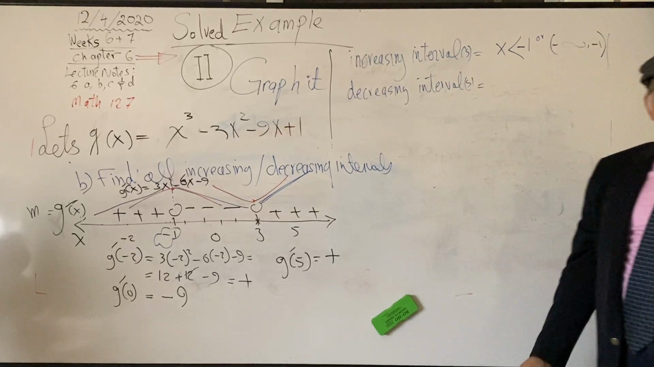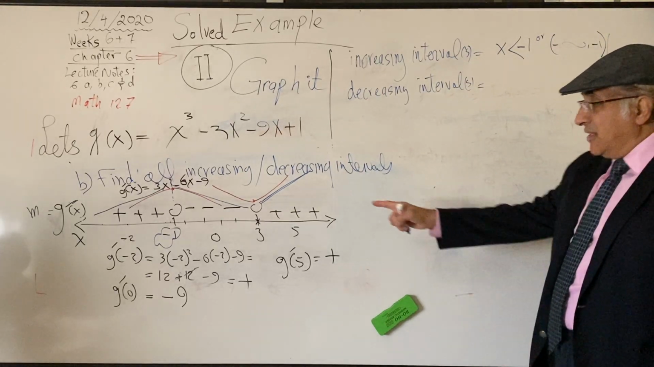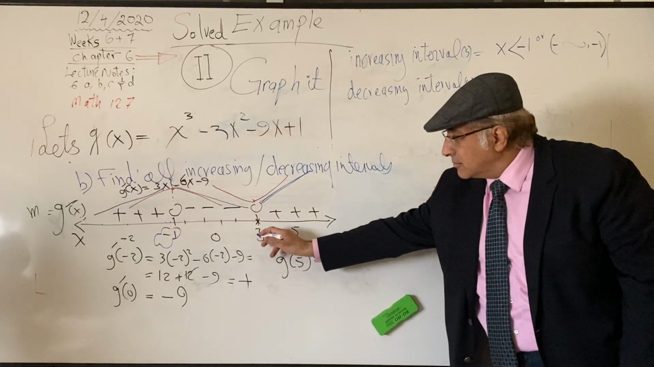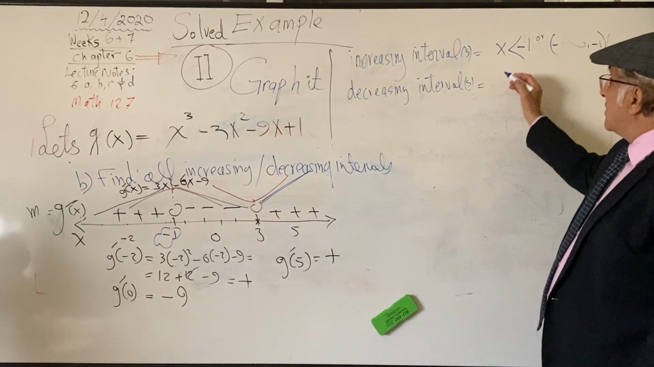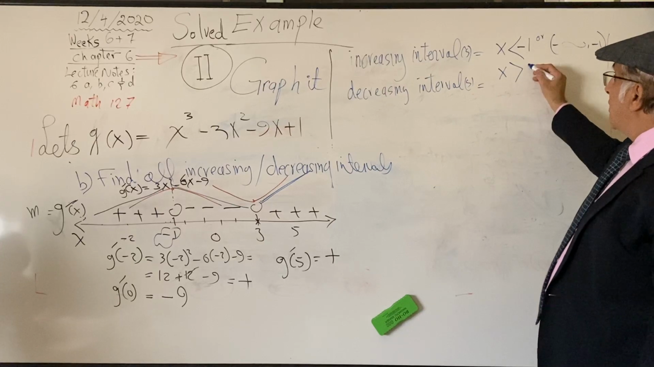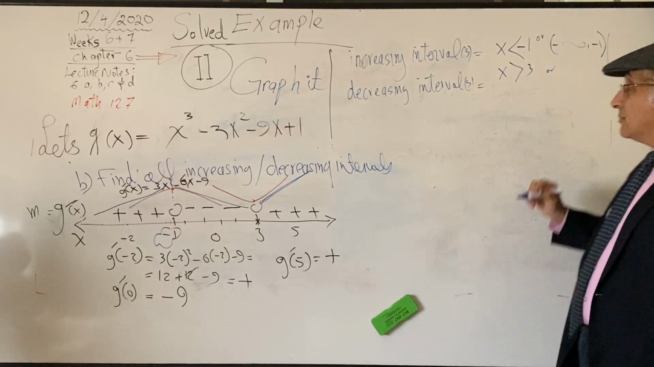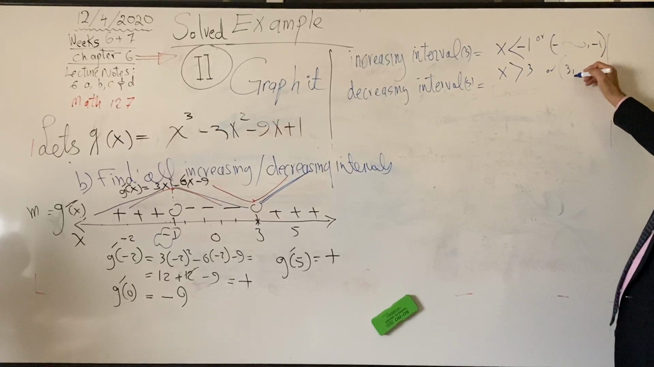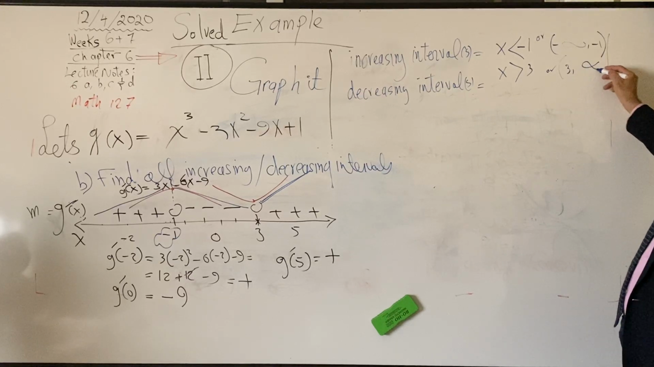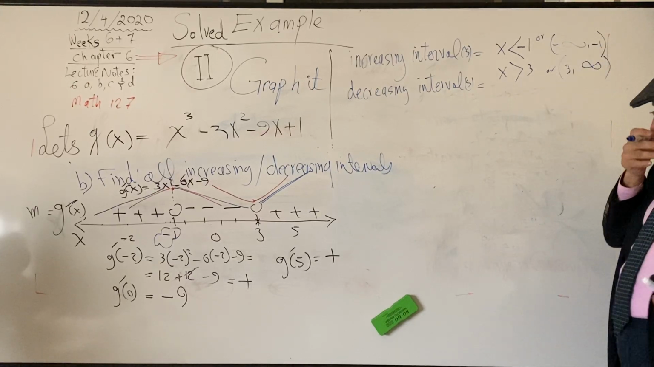Is that the only positive increasing interval? No. There's another one here. Look, that's 0. So you can say x larger than 3. You can write it in a different way: the smallest value 3 and it gets bigger, 4, 5, 6, 7, 8, 9, 10, all the way.